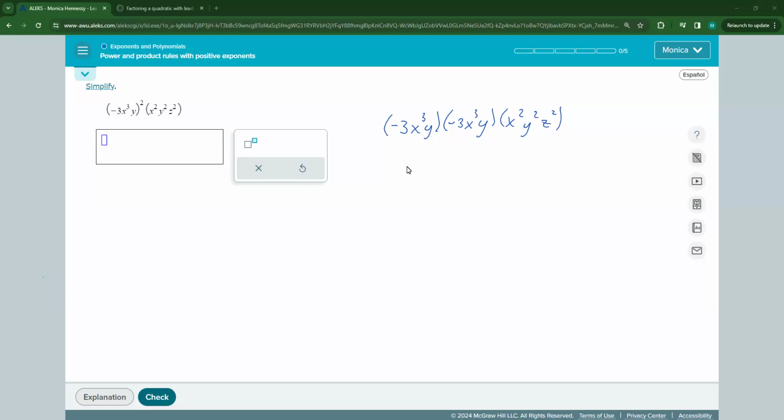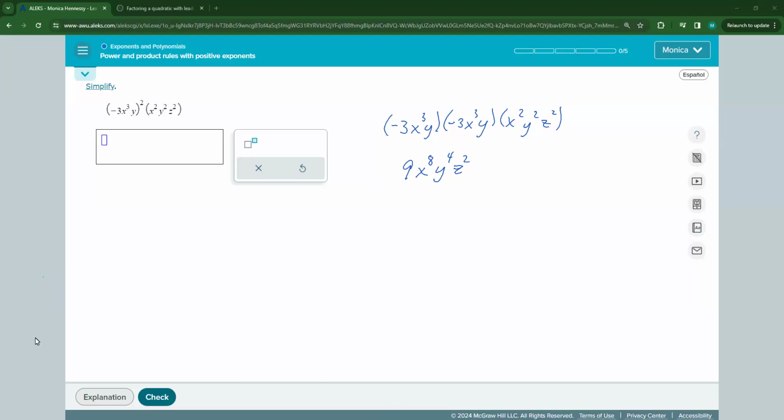So if I wrote it like this, I would have a -3 times -3, which is 9. And then I have x's: there's 3, another 3, which is 6, and another 2, which is 8. So there's x to the 8. And then the y's: there's 1 here and 2, because there's no exponent, so it's a 1. So there's 2 y's, another 2 here, so y to the 4th. And then I look in the last parenthesis and I see that there is a z that I haven't taken into account yet, and it's going to be z to the 2nd.